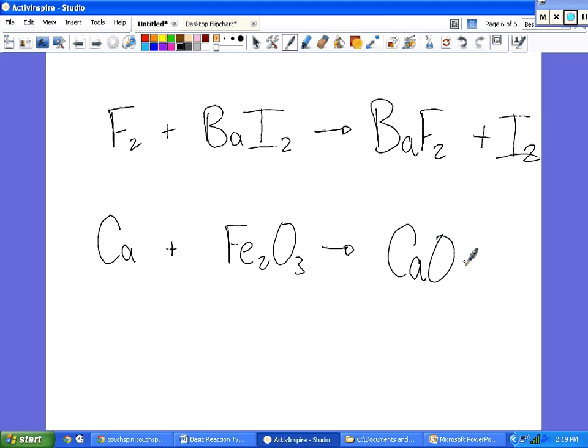Is the top one balanced? 2 Fs, 2 Fs. 1 Ba, 1 Ba, 2 Is, 2 Is. You're good. Yes, I just wanted you to try. Okay. Hang on one second. Ca 1, Ca 1. Fe. So how do I balance that? 2 right there. How many O's? 3. So put a 3 here and you're done.